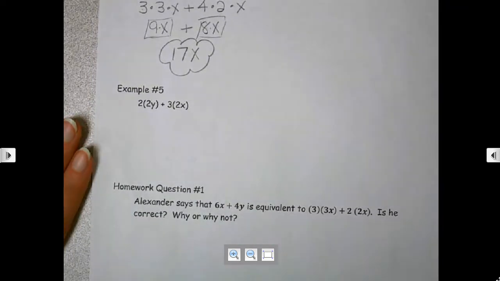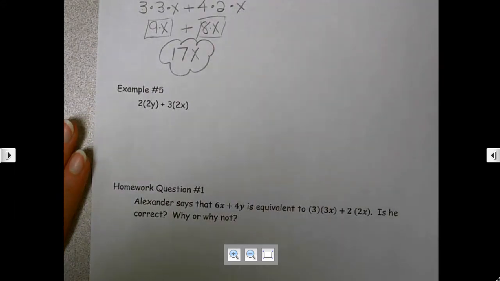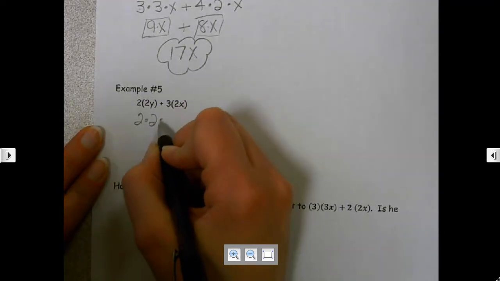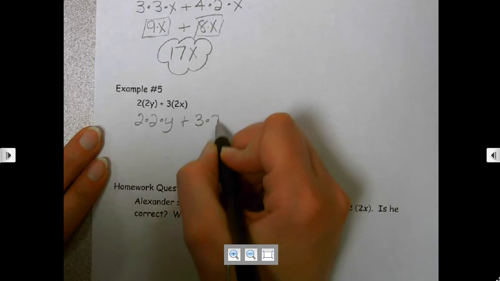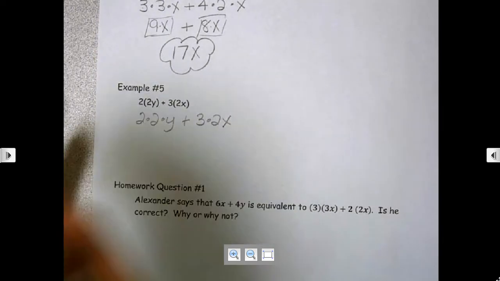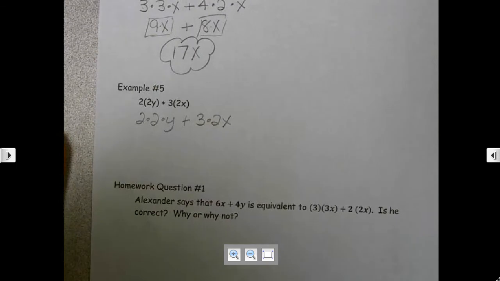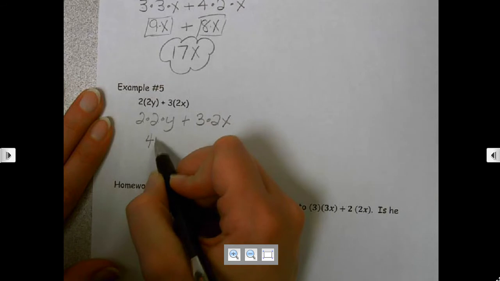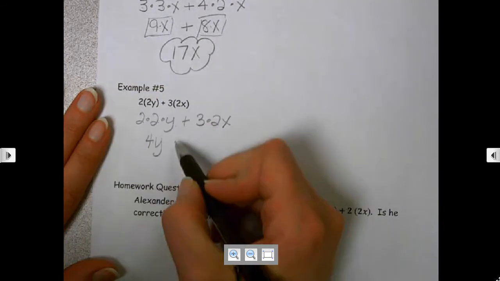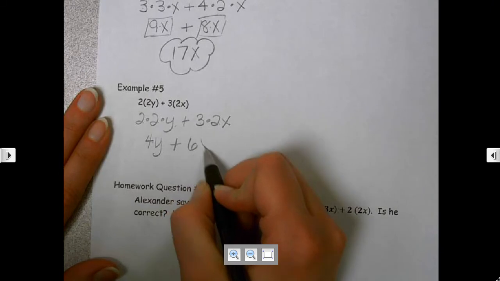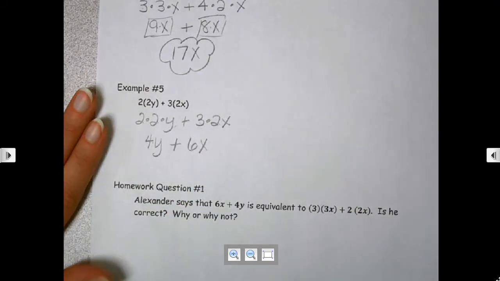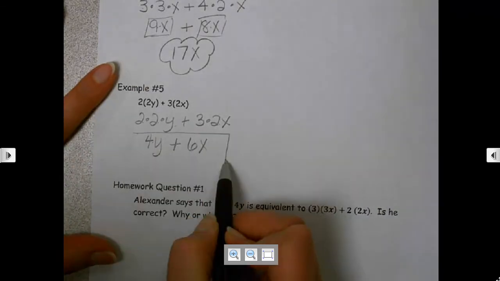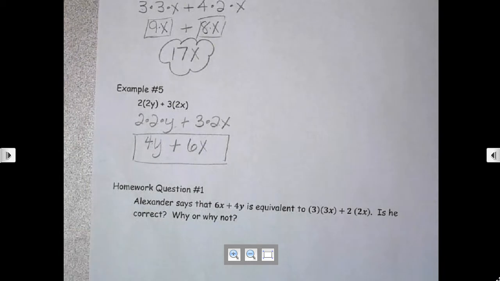Okay, we move on to example number 5. We have 2 times 2y plus 3 times 2x. Remember, we have 2 times 2 times y plus 3 times 2 times x. Once again, we're lucky that we have the numbers next to each other. We do not need to use the commutative property. 2 times 2 is 4 times y. We bring down the y. Plus 3 times 2 is 6. We have 6 x's. 4y and 6x are not like terms, so we cannot combine them. We have simplified our problem as much as we can for today.